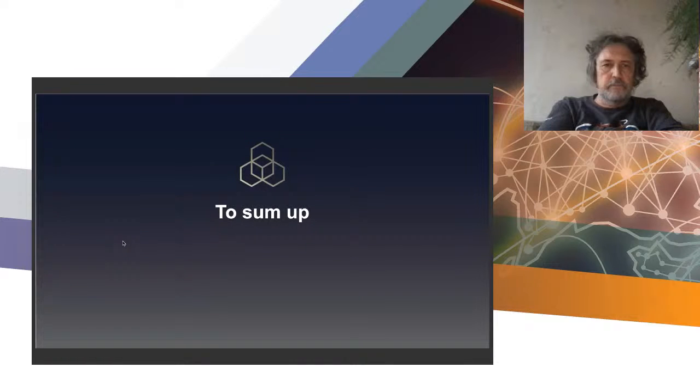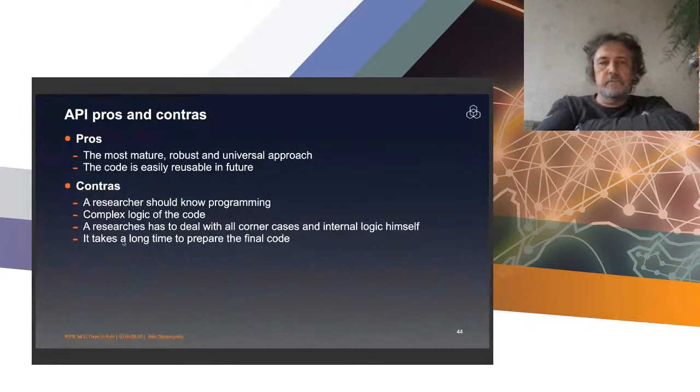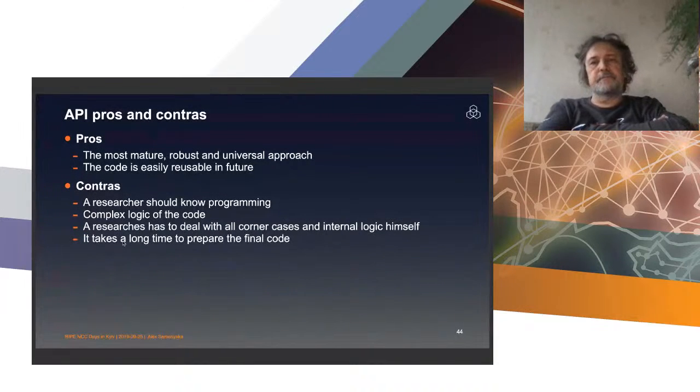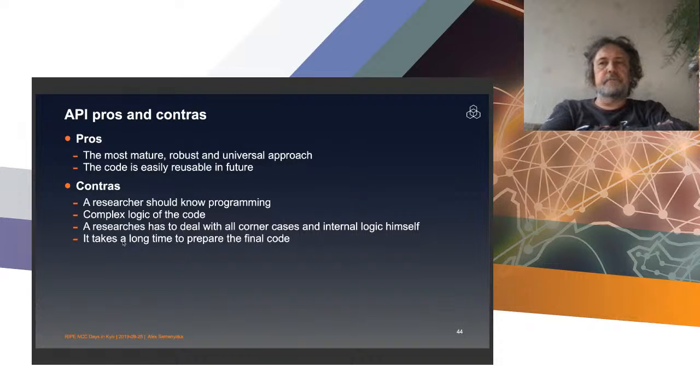going into production. You understand that there is no silver bullet. There is no universal, fast, and elegant approach. However, there are three different options. All of them have their advantages and deficiencies. API is the most mature, most universal, and best documented approach to data analysis, and the code that you write for API can be easily modified in the future for other purposes.